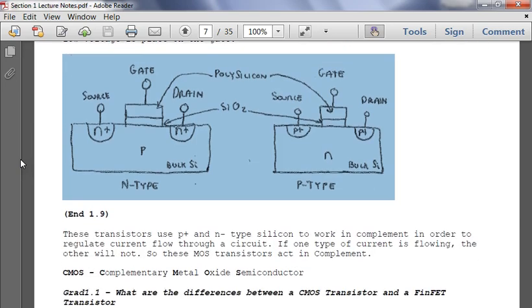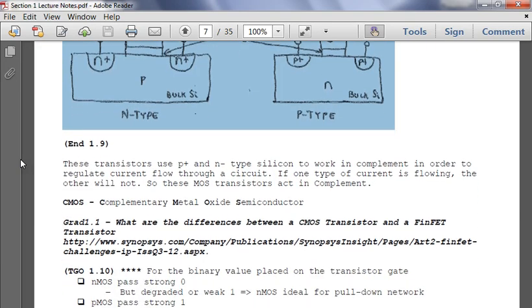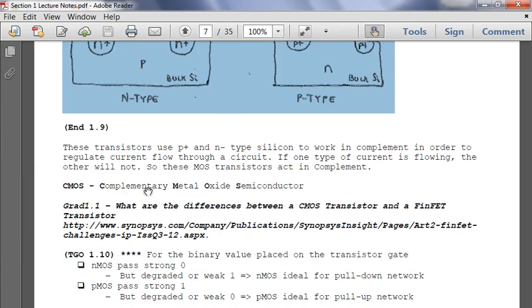And so CMOS, as I said here, stands for complementary metal oxide semiconductor. It's amazing to me the number of people in a CMOS class, and you ask, what does CMOS stand for? They have no idea, even though they've been doing CMOS the whole time.